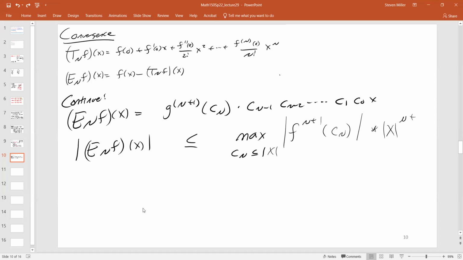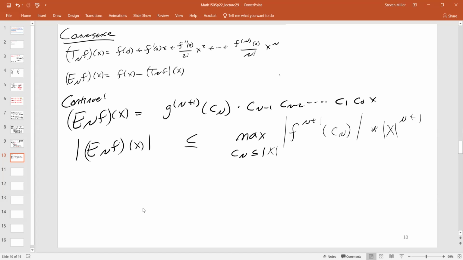All right. So this is a nice formula for the error. So if x is of size 1/10 and n equals 5, this would be of size 1/10 to the 6th for the error. The problem, of course, is, what if the n plus first derivative is really large? If you have some bounds on the size of the n plus first derivative, then this becomes really good.